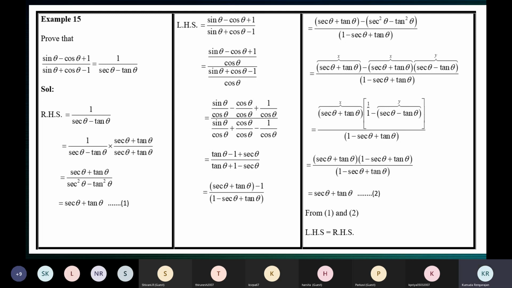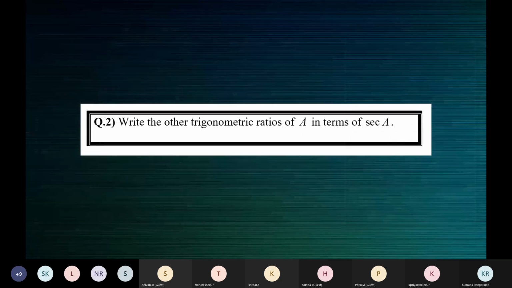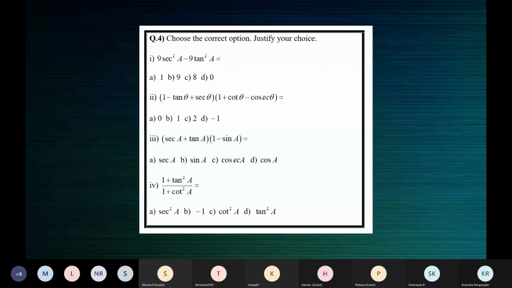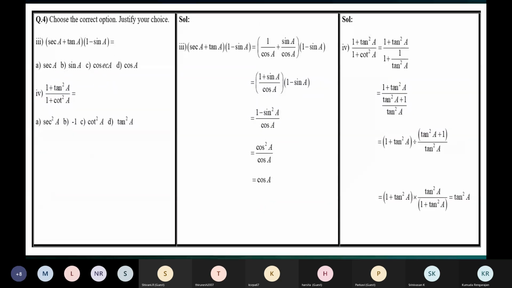Take a screenshot. When you're practicing, you can practice with these extra steps. Yeah, here also I included this step.